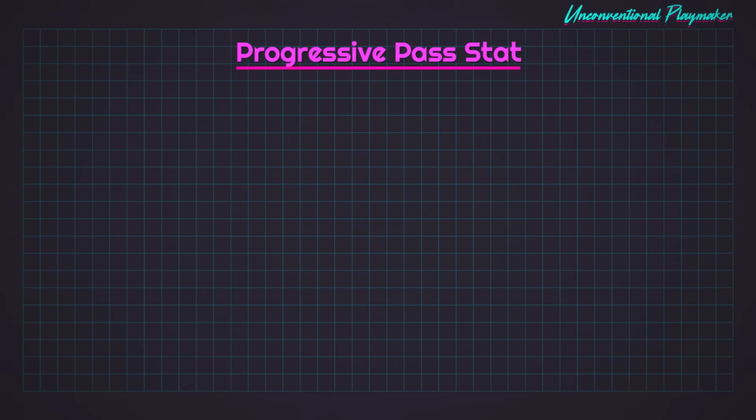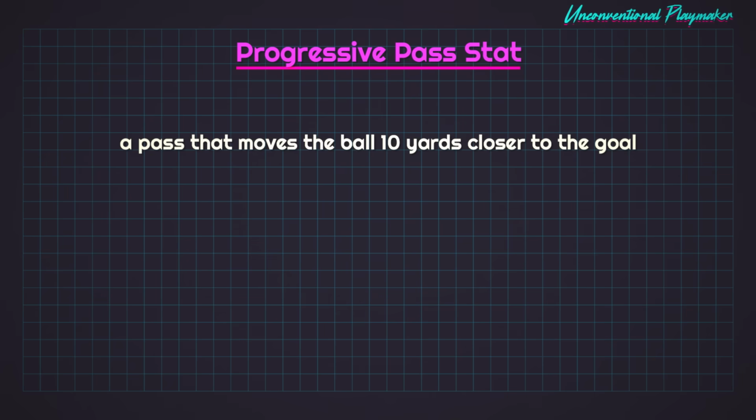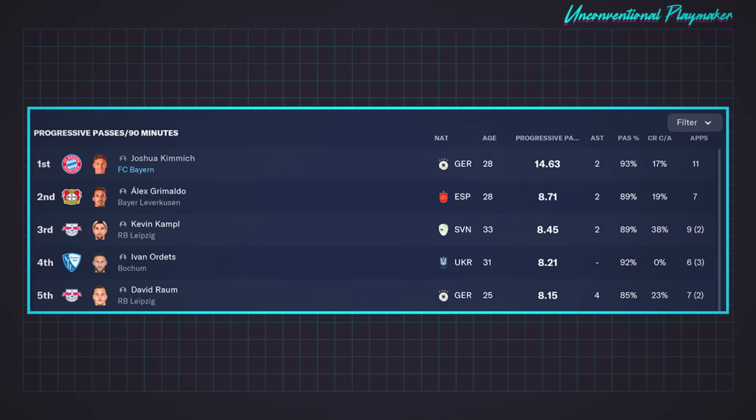And that's the stat called the progressive pass. If you're unfamiliar, a progressive pass is one that moves the ball 10 yards closer to the goal. And we see that our playmaker is leading the Bundesliga by a wide margin.